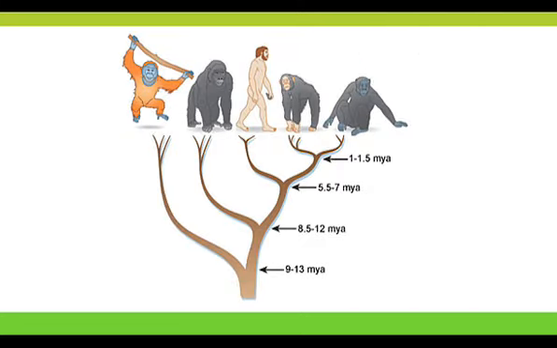Here's a simple one, sort of a schematic one, for the great apes. It shows us that bonobos and chimps are more closely related to each other than they are to other great apes, that humans are more closely related to bonobos and chimps than to gorillas or orangutans.